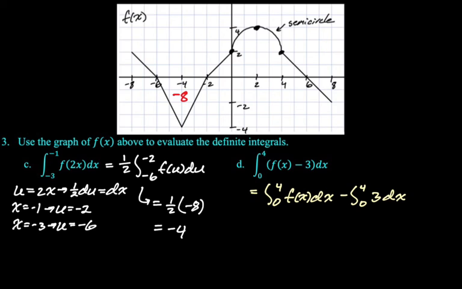So 0 to 4, we did the work before, right? That was 8, that was 2 pi. So that's going to be 8 plus 2 pi. And then for the second one, I'm just going to think of it as a rectangle that has a height of 3 and a base of 4, right? Because you're going from 0 to 4, that's 4. The height is 3, so that's 12. So we're subtracting 12. So our overall answer here will be negative 4 plus 2 pi, or 2 pi minus 4, whichever one you prefer. Doesn't matter. And that's it.